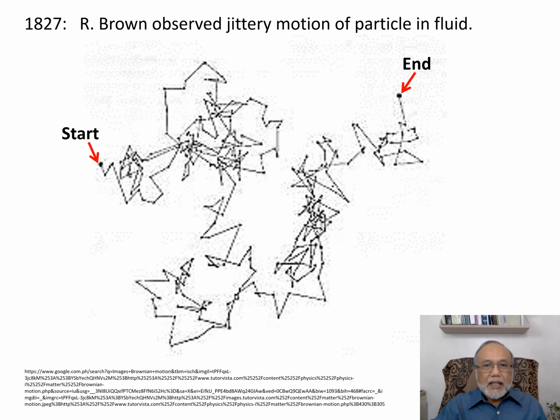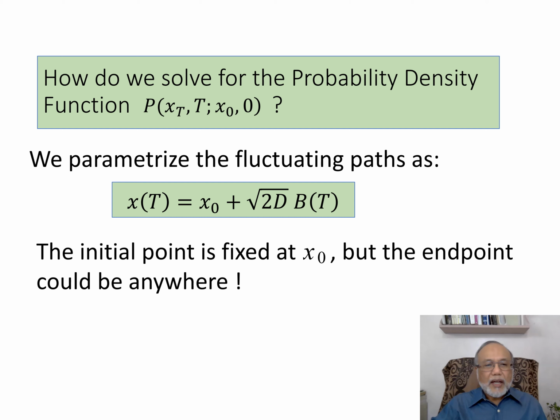The simplest example would be the Brownian motion, which we have seen last time, and we said that the Brownian motion could start here and end here. How do we calculate the probability density function? This will be our prototype, the way in which we will calculate things. So we ask ourselves the question, how do we solve for the PDF, or probability density function, for this case?